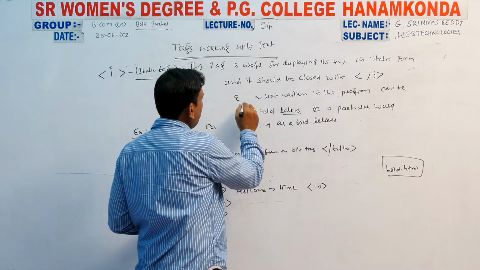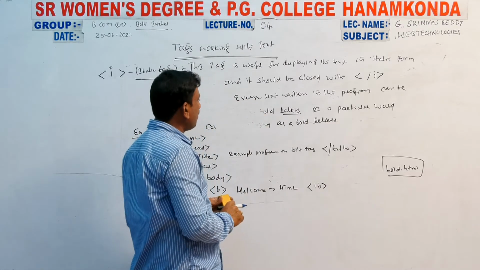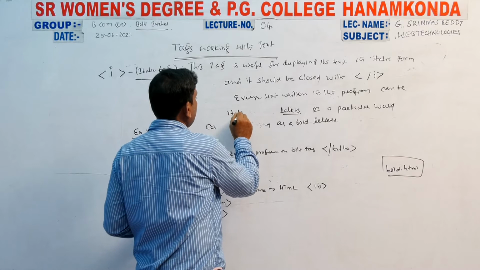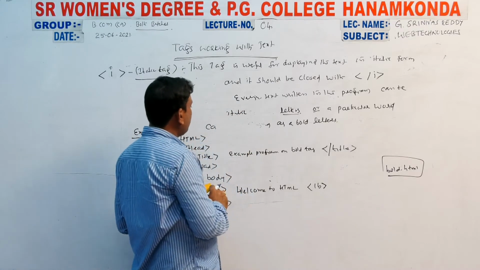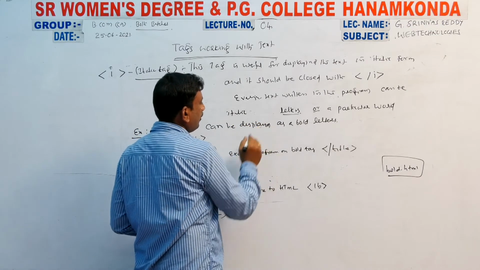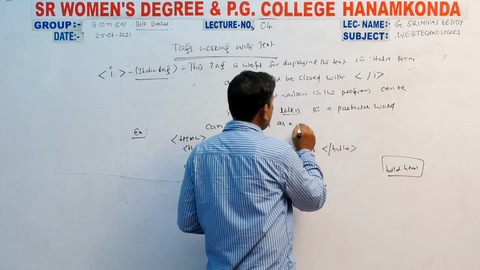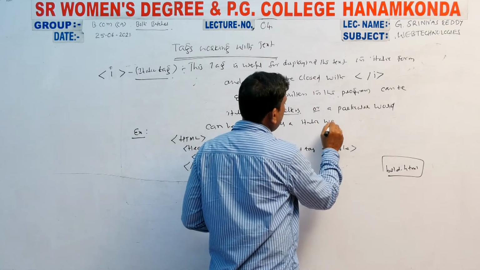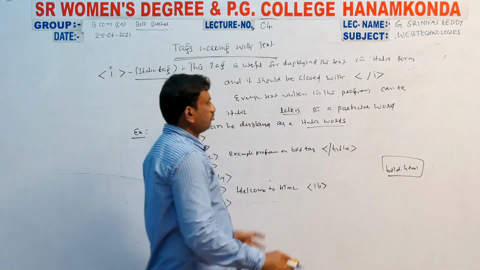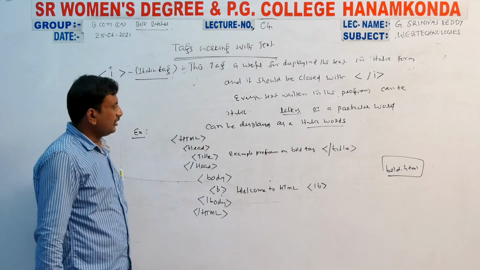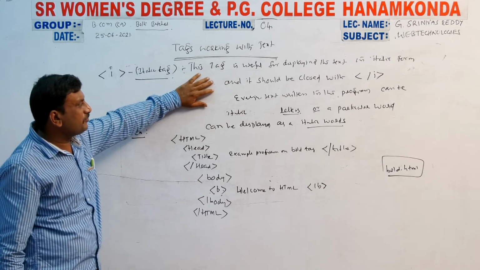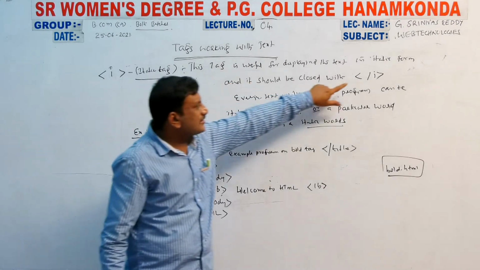Every text written in the program can be italic letters, or a particular word can be displayed as an italic word. That is called italic. This tag is useful for displaying the text in italic font, and it should be closed with backslash I.